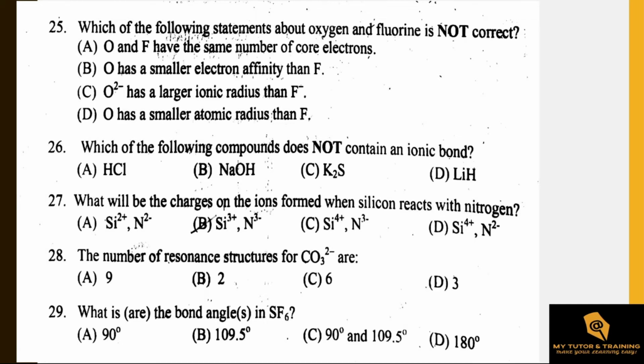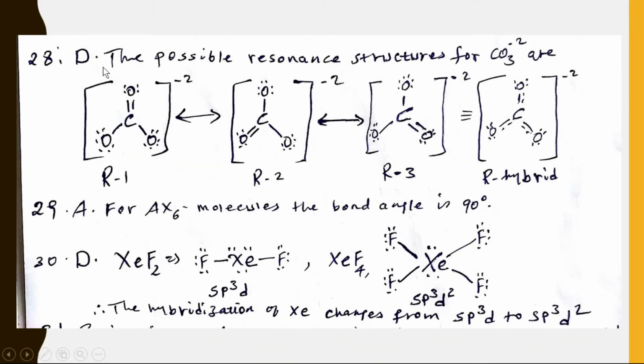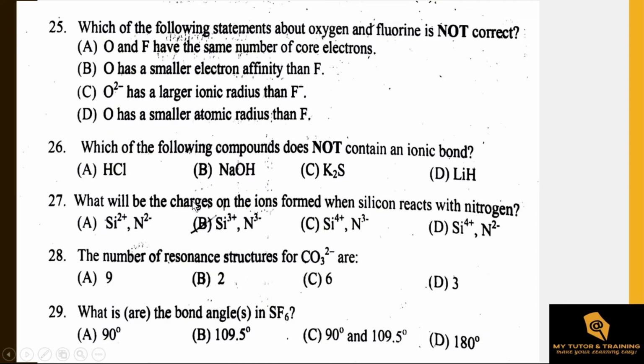Question number 28. The number of resonance structures for carbonate ion. Look at the resonance structures of the carbonate ion: resonance structure 1, resonance structure 2, resonance structure 3. The hybrid is the combination of these three. So how many are there? 1, 2, 3. For this question, the number of resonance structures for CO3 2 minus is D. There are 3 resonance structures.